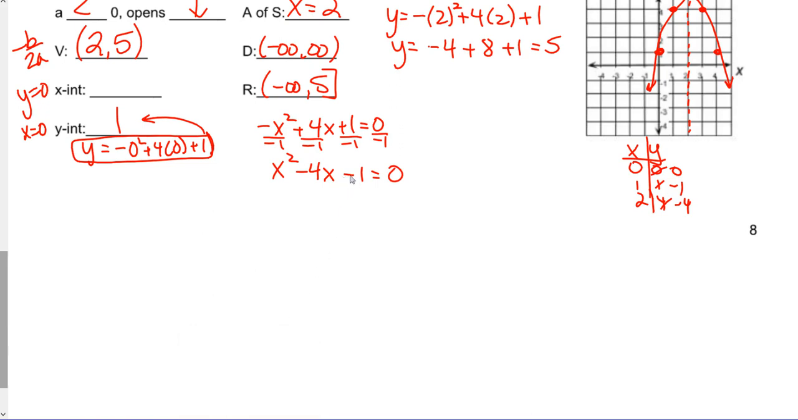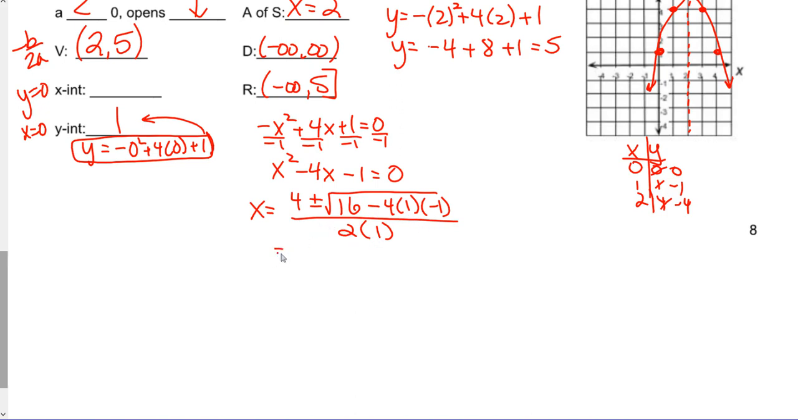Now the question is, can I factor it? Is there anything that I can multiply to get 1 that I subtract to get 4? And unfortunately, the answer to that is no, nada. So I'm going to use the quadratic formula to find out what this is. So you got to remember what the quadratic formula is. So it's x equal to -b, so positive 4, plus or minus the square root of b squared, which is 16, minus 4 times a times c, all over 2a. If you have to sing it, please do so. So x equals -b plus or minus the square root of b squared minus 4ac all over 2a.